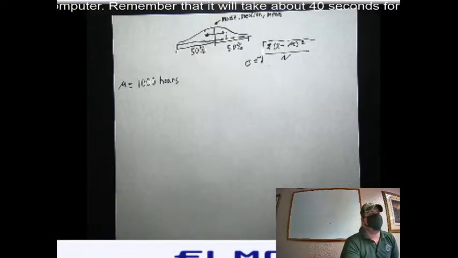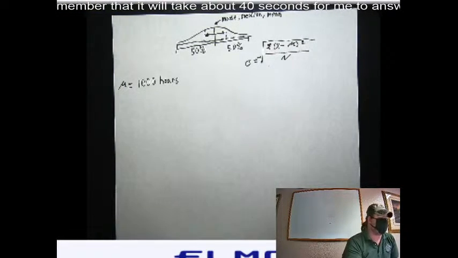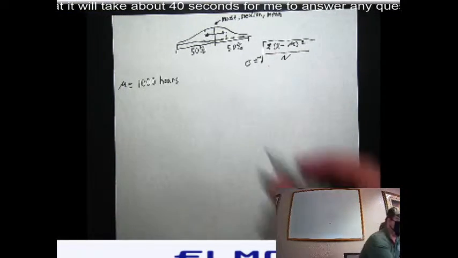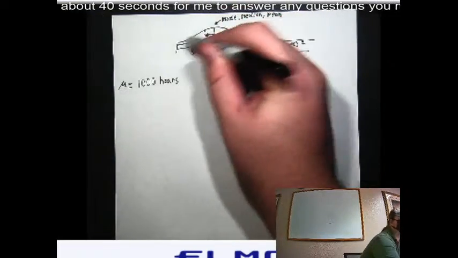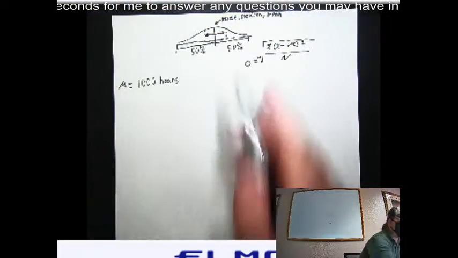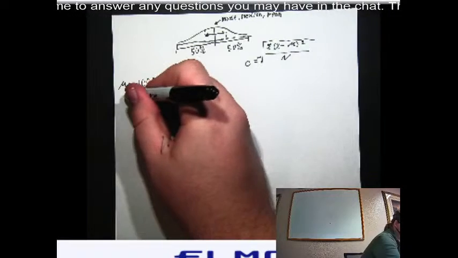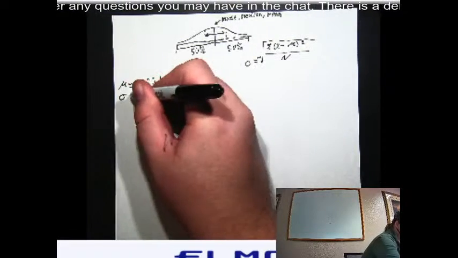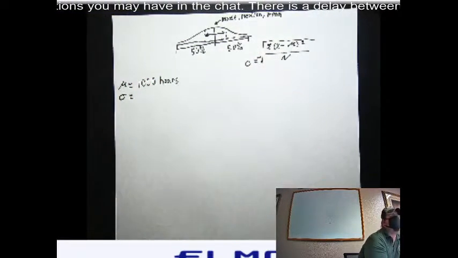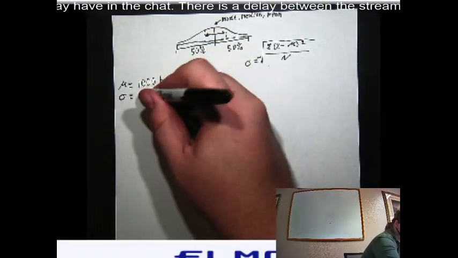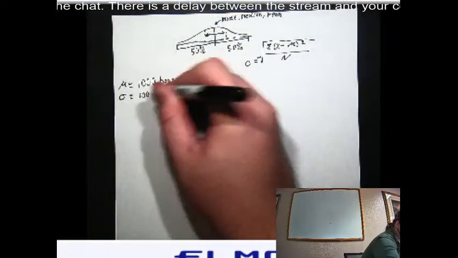And then let's say that we also take some data and calculate a standard deviation. So how far these measurements of location fall from our mean. In other words, how much do they vary? So maybe the standard deviation is 100 hours.